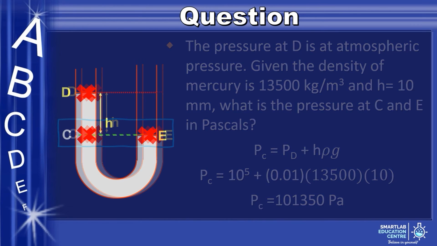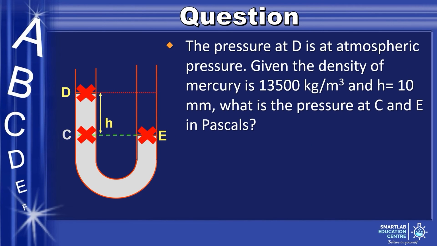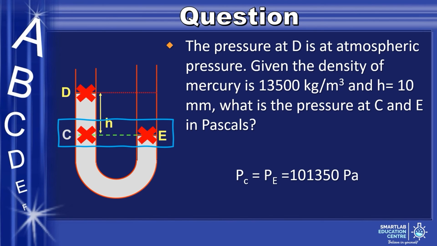How about at point E? The pressure at point E and the pressure at point C are the same. Despite being in different ends, the level at which point C and E are is the same. Hence, the pressure of E is also 101,350 pascals.